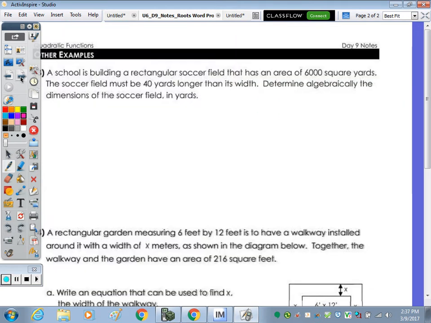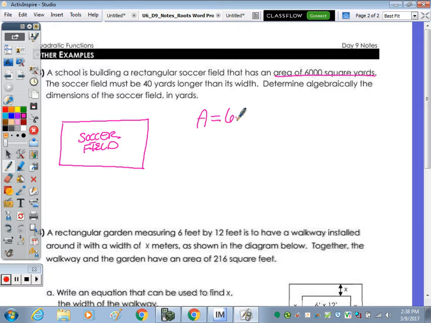Next one. The school is building a rectangular soccer field. So let's draw a rectangle. Okay, so here's our soccer field. It says it has an area of 6,000 square yards. So the area of the rectangle is equal to 6,000 yards squared. What is the area of a rectangle? How did they compute or arrive at 6,000?